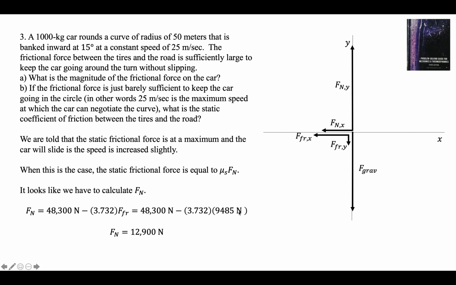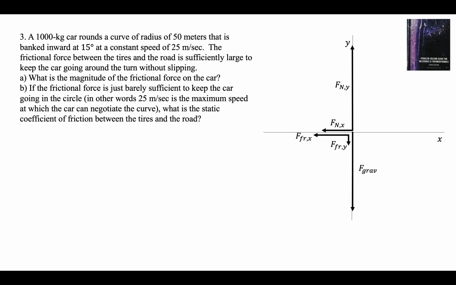So we can stick that in and we can calculate the normal force is 12,900 newtons, which is bigger than the weight of the car. Weight of the car is 10,000 newtons. We can now use the frictional force and the normal force to calculate mu static, and we get 0.735, which is a reasonable number for mu static.